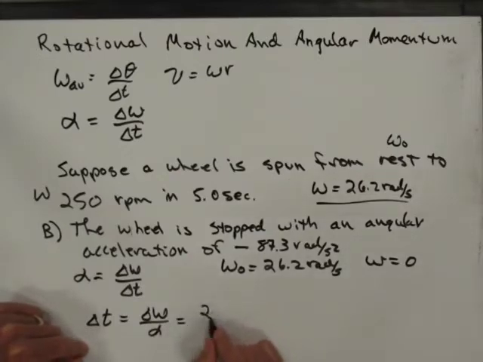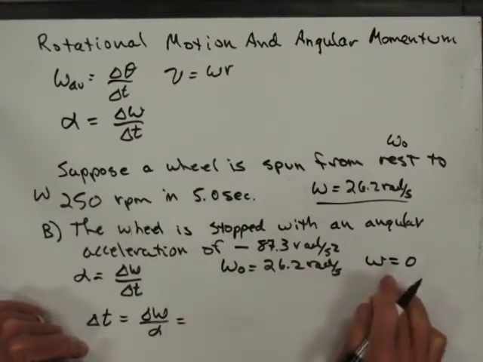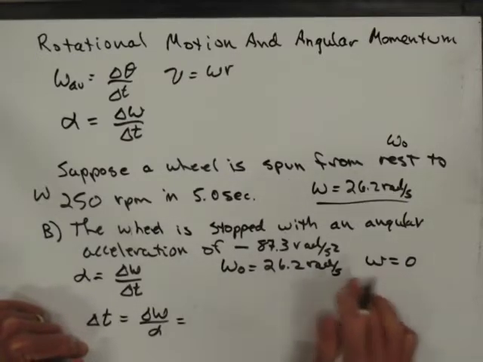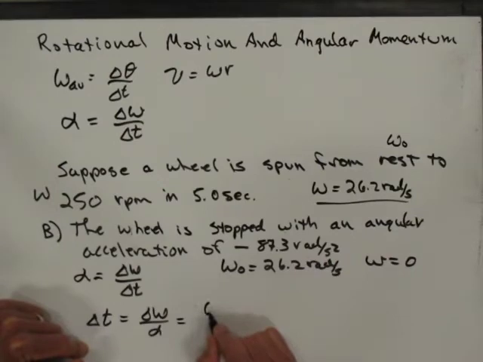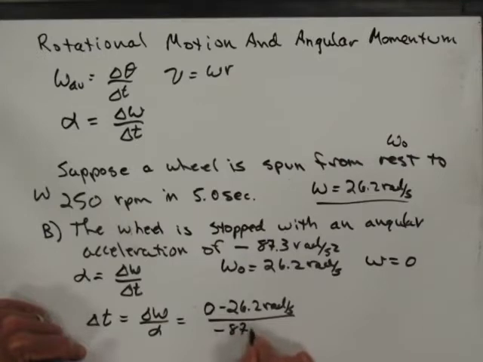And so this becomes omega final minus omega initial, so it's 0 minus 26.2 radians per second over my angular acceleration, which is minus 87.3 radians per second squared.